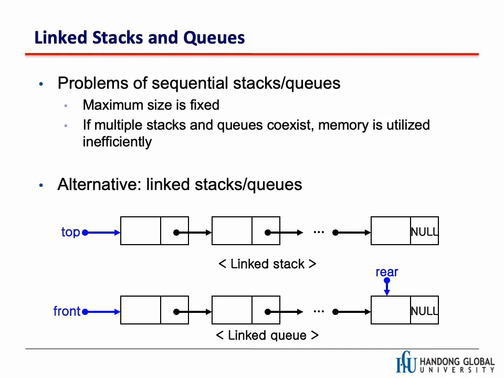And the second one is quite similar to the first one. If multiple stacks and queues coexist, then memory is utilized inefficiently. So basically, the first one and second one say the same things. If it is based on an array, a sequential stack or queue, the memory is utilized inefficiently, and it is fixed. It's not flexible. So as an alternative, we have linked stacks and queues. Basically, we will use a linked list. So in this slide, we have linked stacks and queues as graphs.